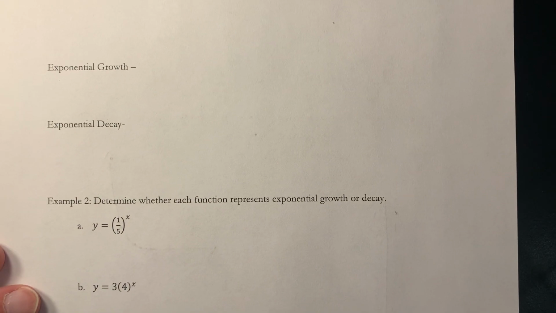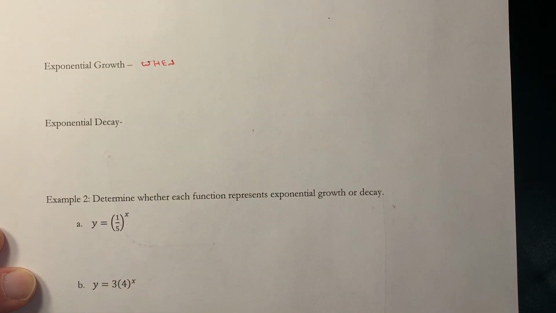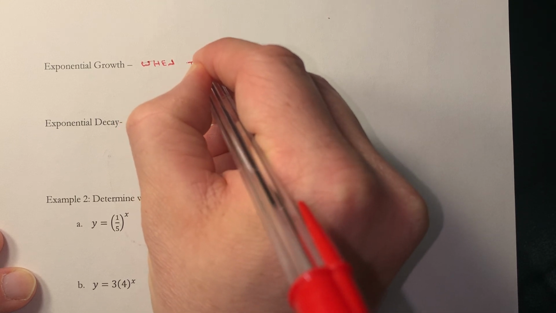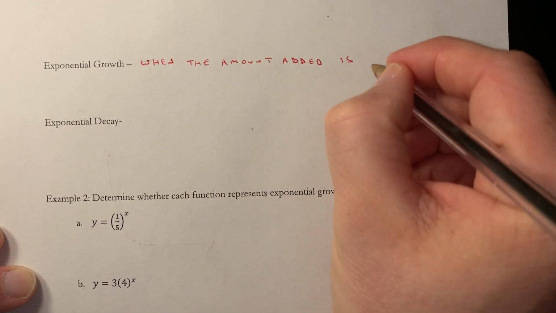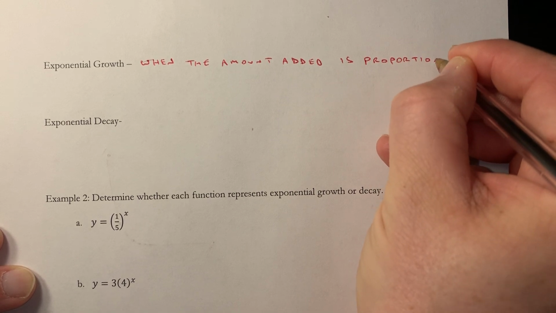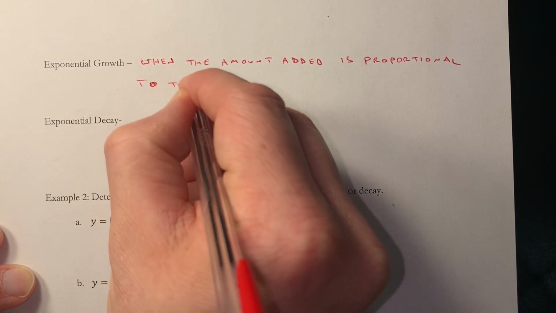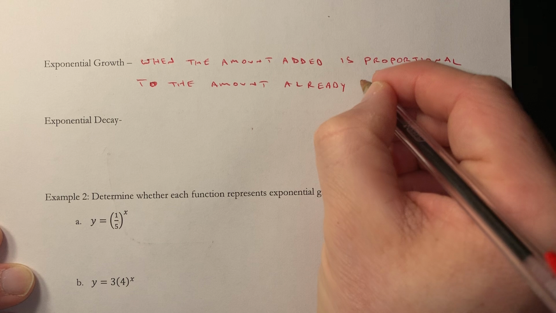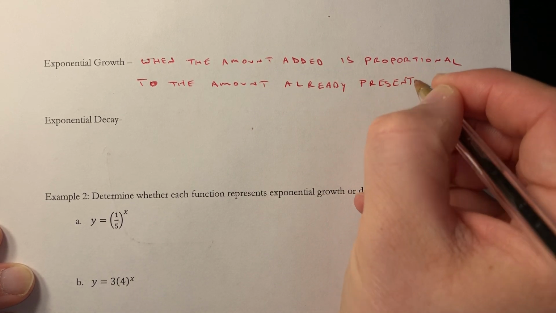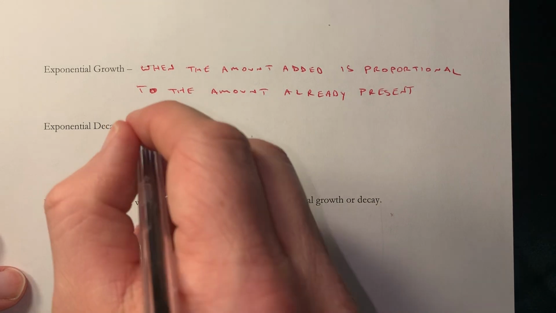Okay, so exponential growth occurs when the amount added is proportional to the amount that already is present. Exponential decay happens when the amount of decrease is proportional to the amount present.